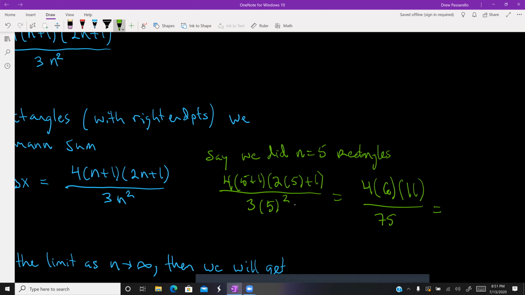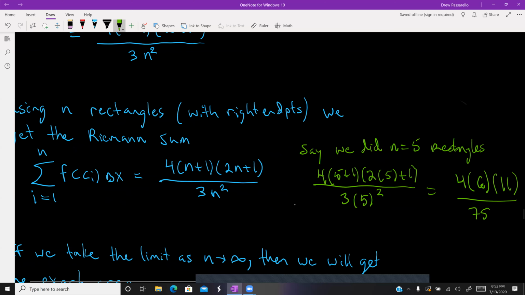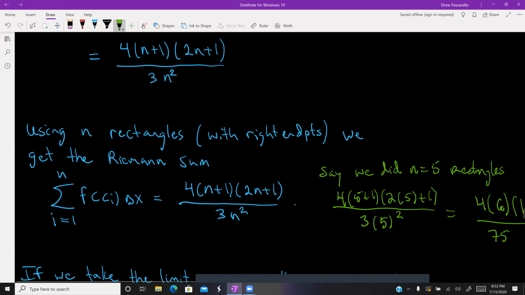All right, so the point is that you can use that for any amount of rectangles, plug in whatever value you want for n, and that will give you the sum. So if I were to calculate 4 times 6 times 11, I'm just going to leave that up to you to do, divided by 75, that's going to be the Riemann sum used for 5 rectangles.